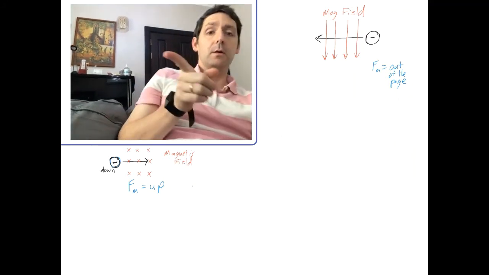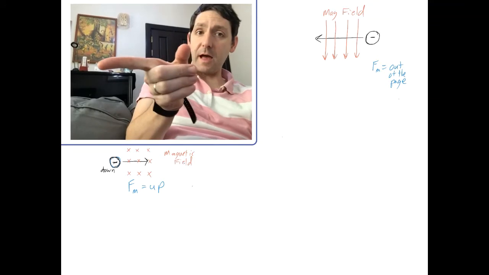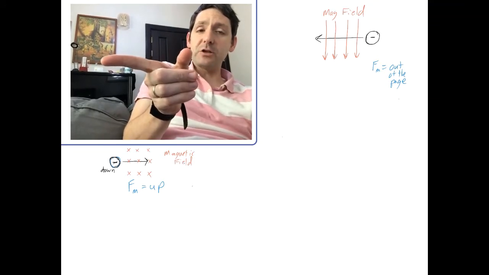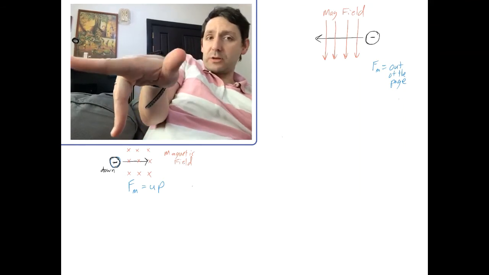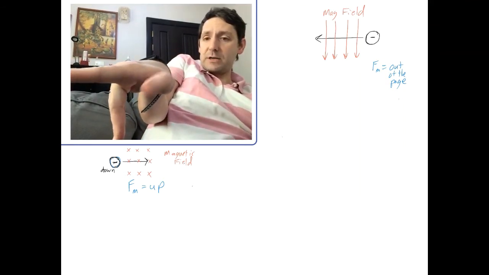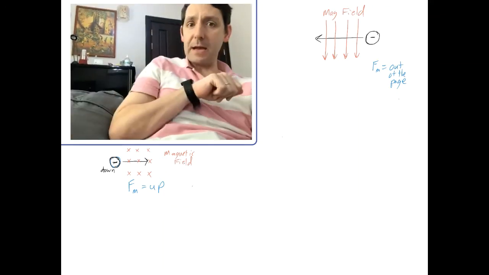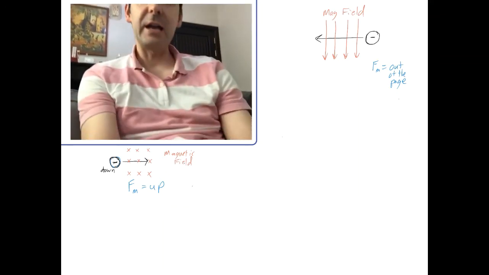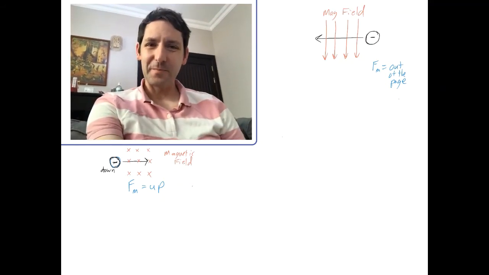It's going to the left, right? So I need my finger pointing to the left. The magnetic field is down, so these fingers right here need to point down like this. And notice that now my thumb is pointing right into the page. And so for a negative charge, the force would be into the page.